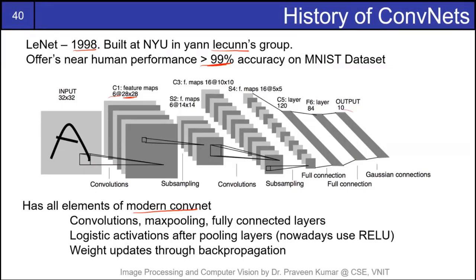But instead of softmax, they had some Gaussian connections and all that. But most of the features are very similar to the modern architectures. Also, instead of ReLU, they used logistic activations, which is basically your sigmoid kind of thing. And it performed well for this kind of MNIST data set.